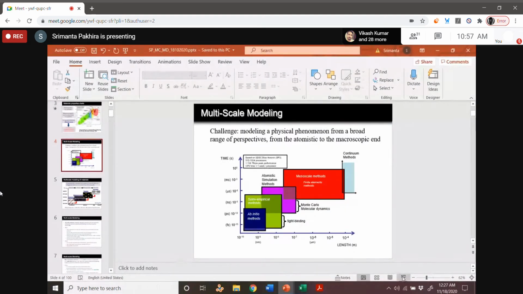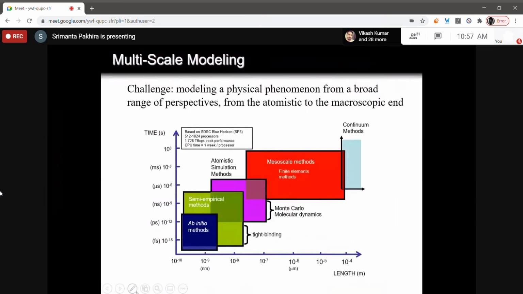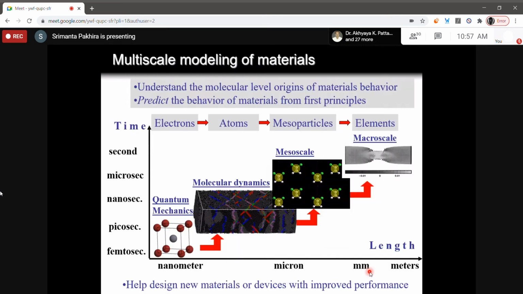So when I was describing this kind of method and scale yesterday, I was telling that the x-axis generally represents the length and the y-axis represents the time. Time means when the transition of the electron particle was significant, and we will definitely apply ab initio methods or semi-empirical methods after that, then atomistic simulation methods and mesoscale methods. Yesterday I was telling this picture: quantum mechanics, molecular dynamics, mesoscale.